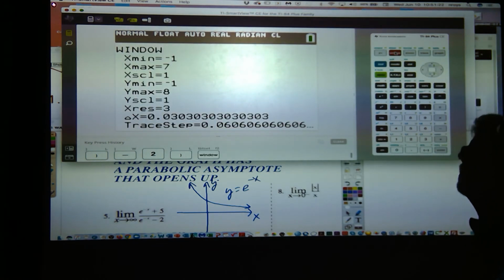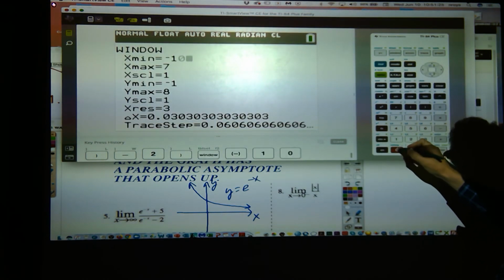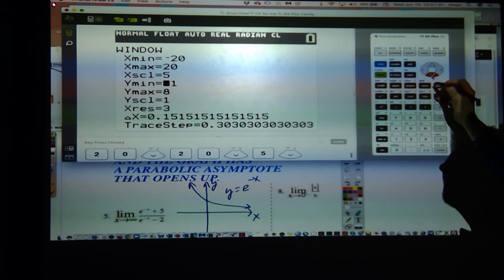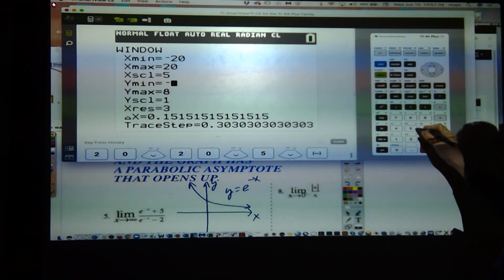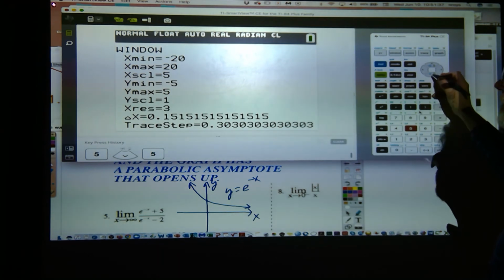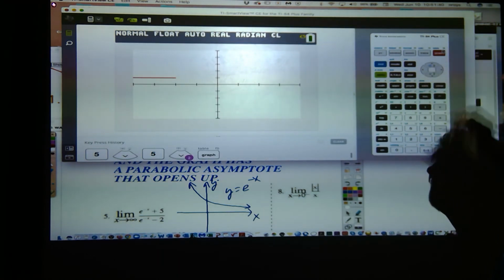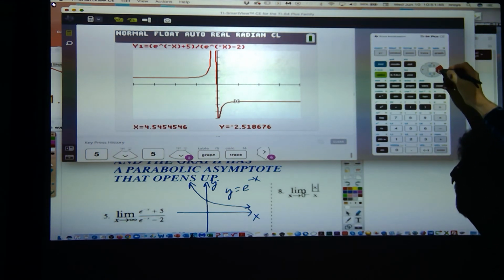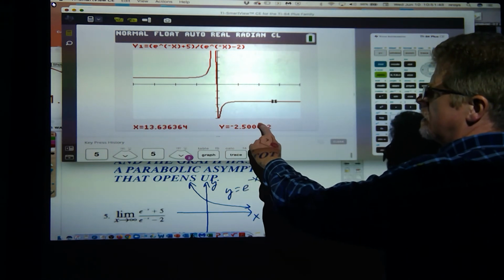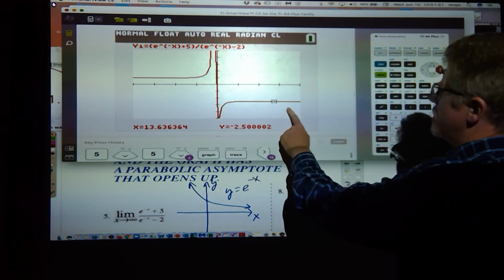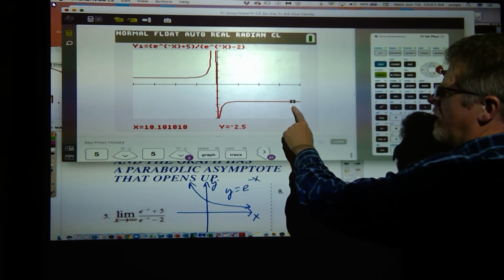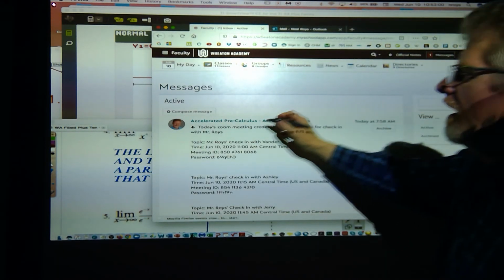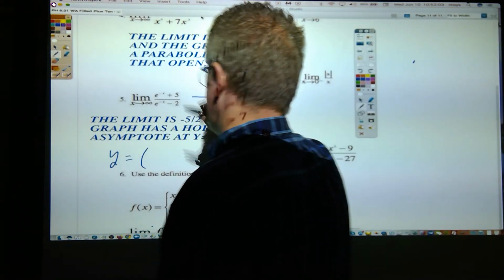On the viewing window, let's go from negative 100, no, let's go negative 20 to positive 20 by 5s. On the y-axis, we'll go negative 5 to 5. X res 3, okay. So as you can see, when you trace this thing over to the right, sure enough, there's a horizontal asymptote. Here's a train going on the track. The y-coordinate of the train is about negative 2.5, and it's getting closer and closer. That's the limit, negative 2.5. But you shouldn't have to look at the graph to figure it out. You should be able to get it without sketching the graph.